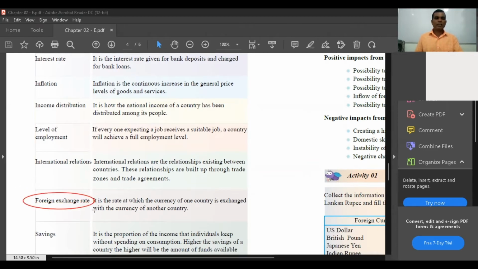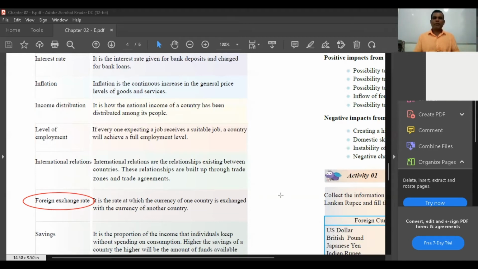Foreign exchange rate. Within Sri Lanka we use rupees and cents, but India uses a separate type of currency. China uses a separate type of currency. The US uses US dollars. Australia, Australian dollars. Various countries use various currencies for their transactions. Foreign exchange rate means that when we do international transactions, we create what we call an exchange rate between the rupee and other currencies.